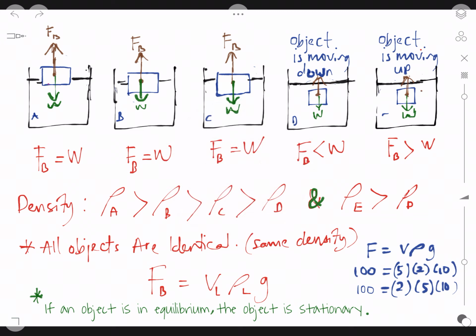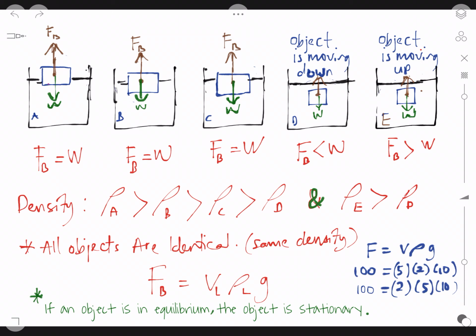And then look at the next situation. Now the object is moving up. This means that buoyant force is greater than the weight of the object. Now we can see the difference in the density of the liquids. The density of liquid E, this liquid, is greater than D. The density here is greater than the density of this liquid.